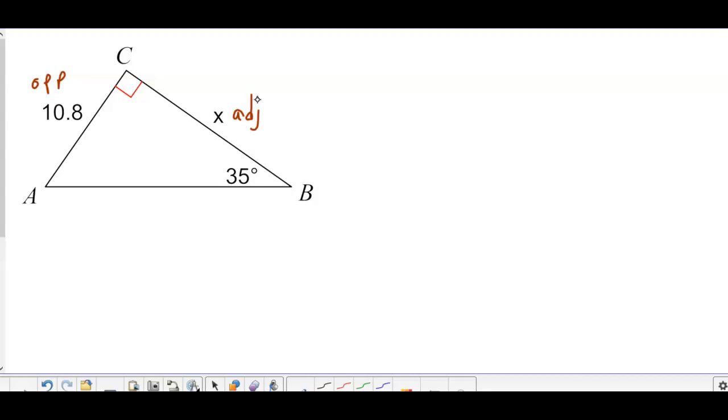For these problems, we're strictly going to stick to sine, cosine, tangent. We're not going to do secant, cosecant, and cotangent because those are not functions that are available to you on your calculator. So we're going to stick with sine, cosine, tangent. This one is tangent. So tangent of 35, so it's always the trig function, the angle, equals your opposite, which is 10.8, over your adjacent, which is x.